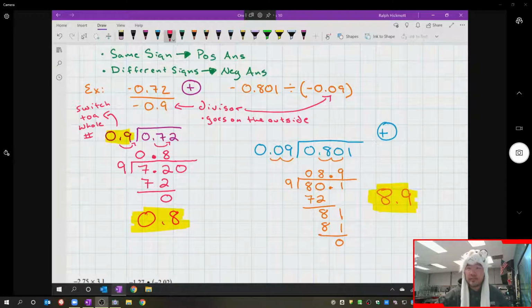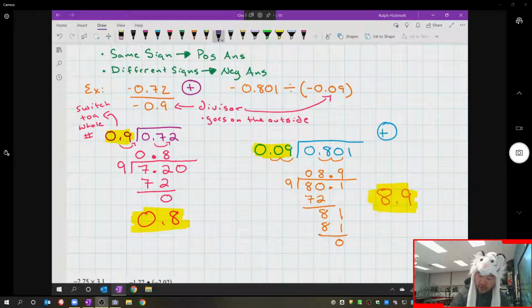All right, students, it should pop right back up on the screen. So if you look at the second example, once again, be careful what goes on the outside. 0.09 goes on the outside. It's doing the dividing. And this time, we had to move the decimal over twice. So since I had to move it over twice on the outside, I moved over twice on the inside, and it became 9 into 80.1.